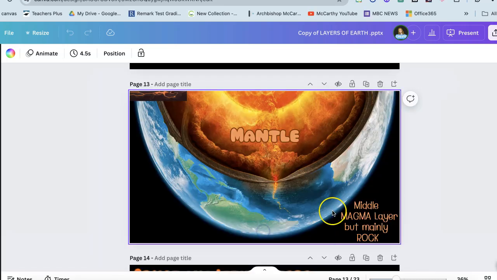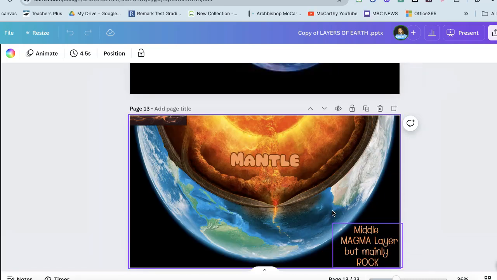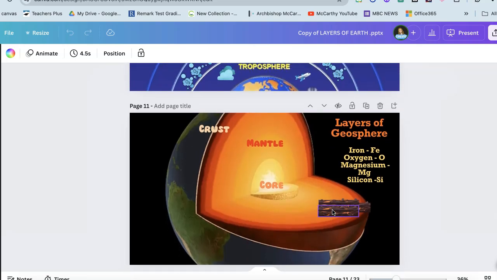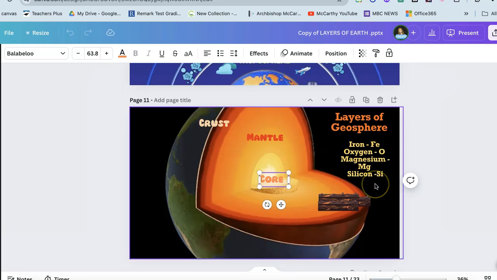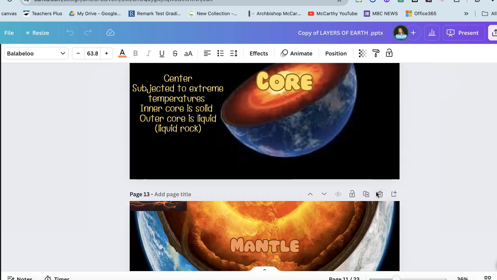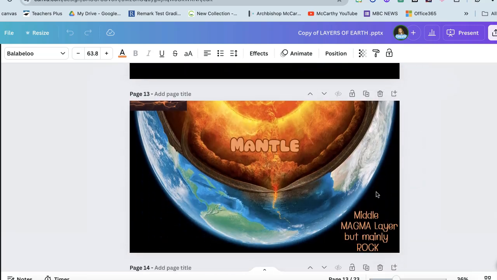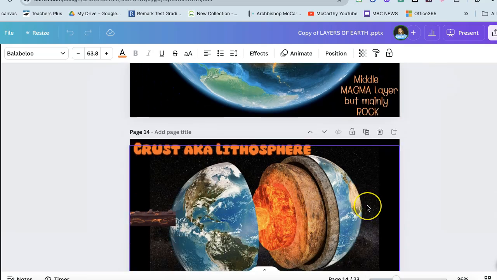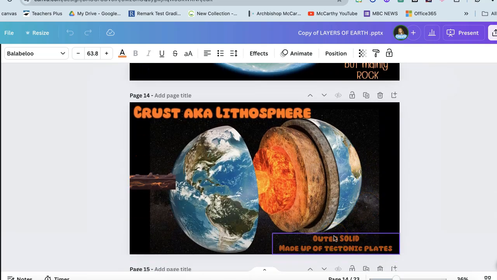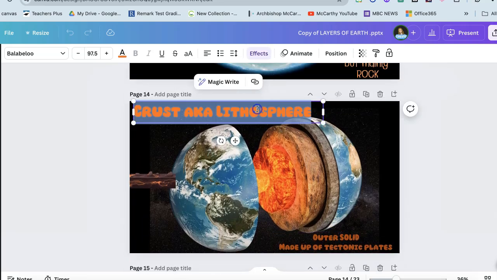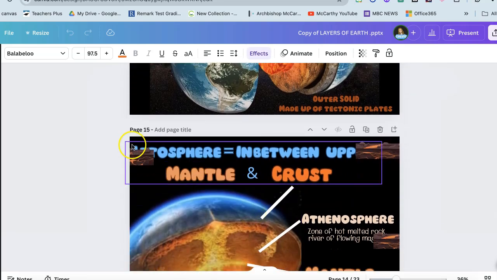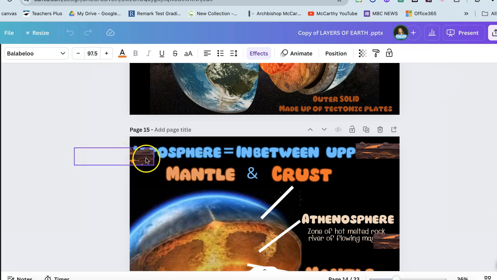Okay, so to clarify, you have 3 layers of the geosphere: the core, which is the center, the mantle, and the crust. This is the composition of any of those layers: iron, oxygen, magnesium, and silicon. The core is the center, the mantle is the magma in the middle, and the crust is the outermost layer, and it's made up of tectonic plates. If ever you see this word lithosphere, it's basically referencing the upper mantle and the crust.